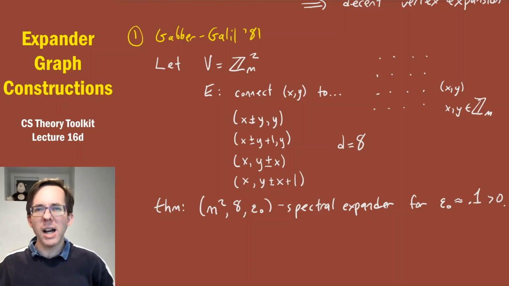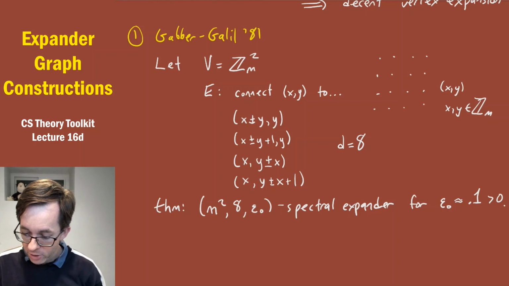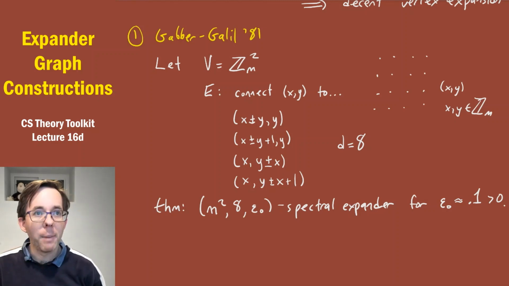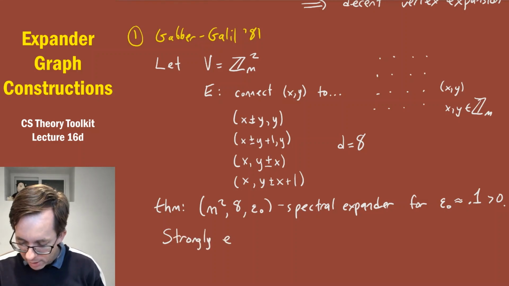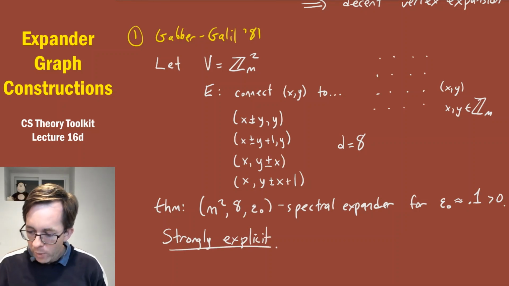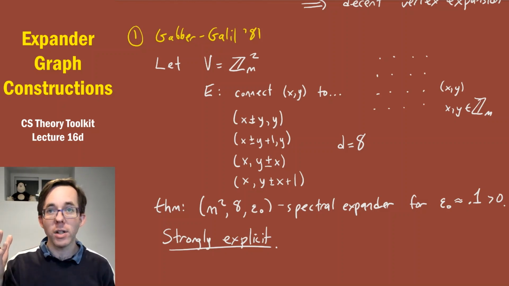Okay, so the actual expansion parameter is not amazing. It's 0.1, that's okay. But it's got so many other great properties. First of all, as I mentioned, it's strongly explicit or fully explicit. I mean, it's as great as you can get. What that means is, there's absolutely no trouble, for a poly n time algorithm, imagining one of these graphs and working with one of these graphs on 2 to the n vertices.